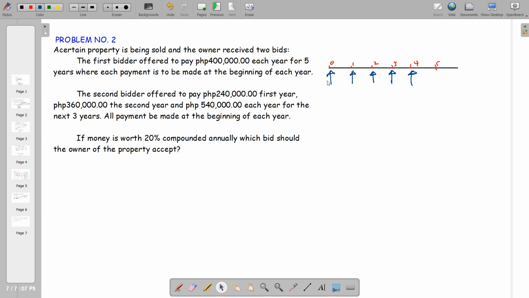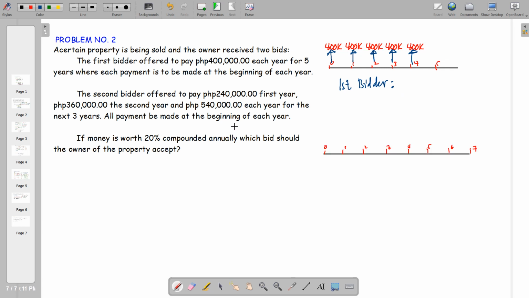So of course here he is going to pay for 5 years, but at the 5th year there will be no payment since it was counted on the 0 or at the beginning of the period. So this is the offer of the first bidder, and then we will just compute that in a while. So first we're going to also establish the offer of the second bidder.